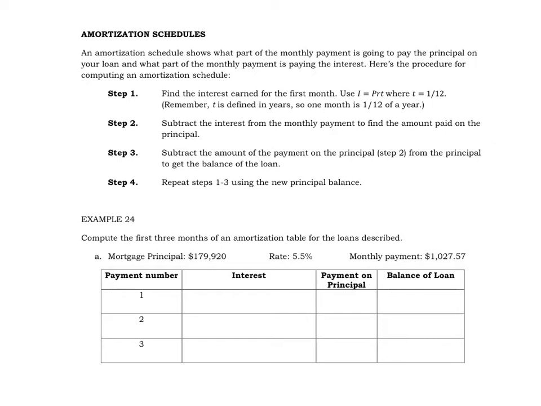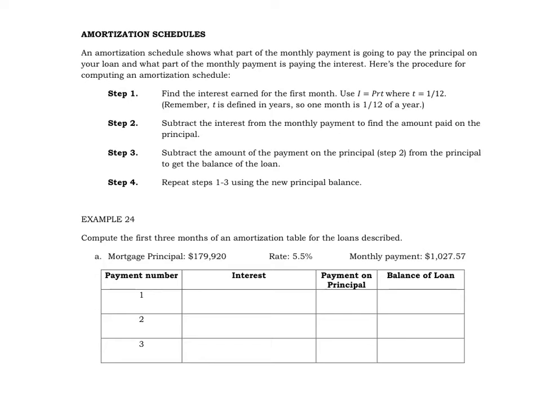Schedules. Okay, an amortization schedule shows what part of the monthly payment is going to pay the principal on your loan and what part of the monthly payment is paying the interest. You're going to find out why people say, oh, it's mostly interest up front. And again, this is another reason why people like to pay off their principal.